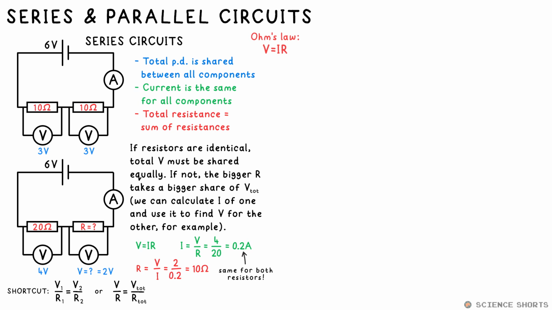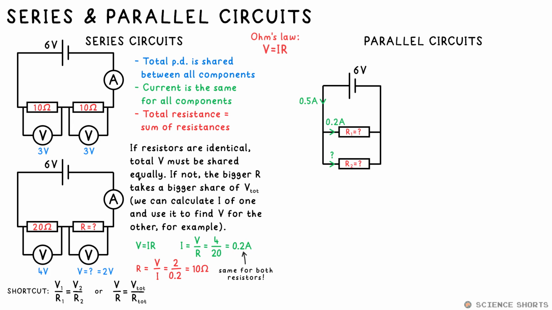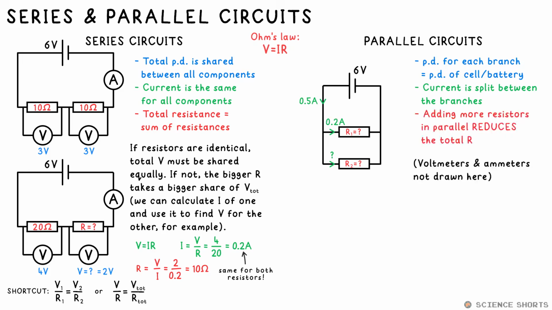We can also use Ohm's law for a whole circuit. We just need to make sure that we're dealing with the total PD, total current, and total resistance. The rules for parallel circuits are the opposite. The PD is the same for every branch, current is shared between each branch, and the more resistors you add in parallel, the lower the total resistance.